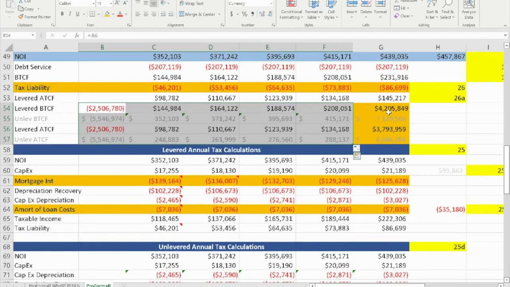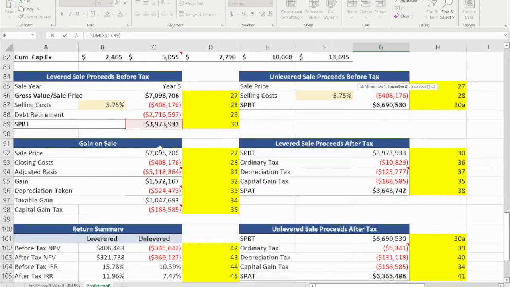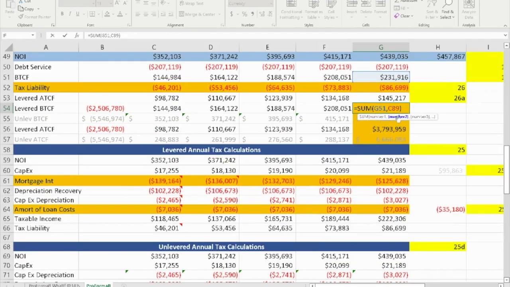In order to calculate the year 5 before tax cash flow, we're going to reference two things: the before tax cash flow and the net value that we calculated down here for levered sales proceeds before tax, which is C89. To do that, you now have, for year 5, for levered before tax cash flow, you should have $4.2 million and some change.